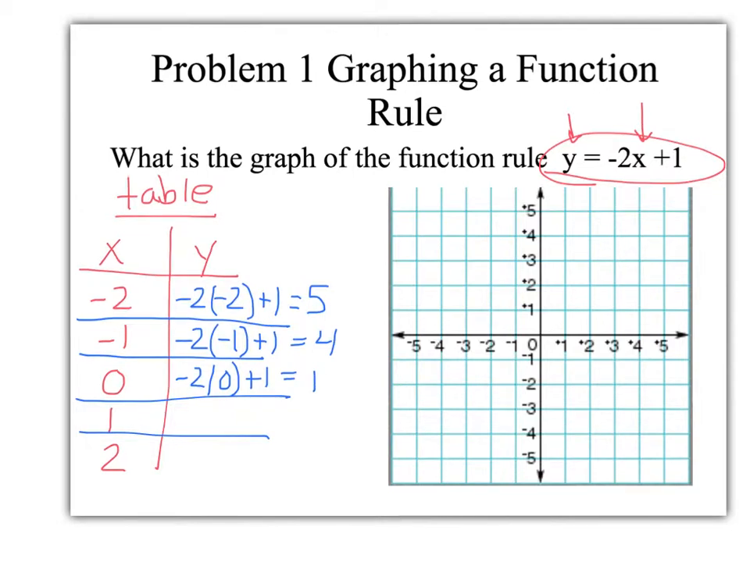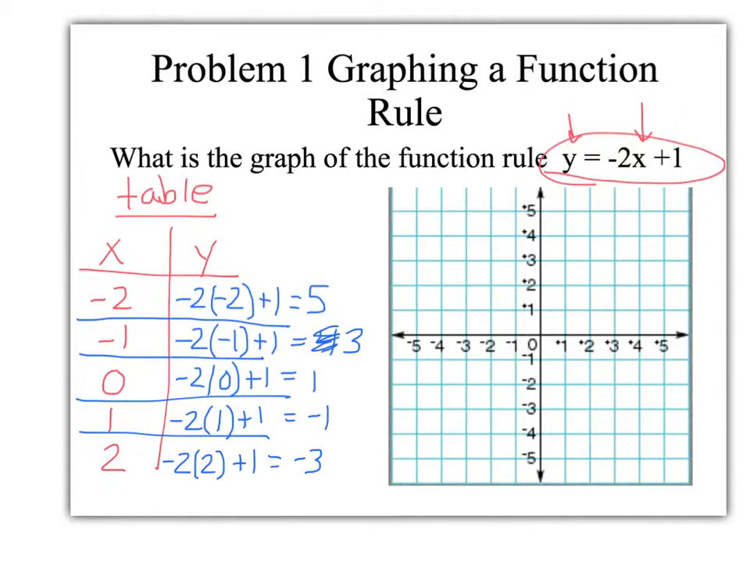I'm sorry, I messed up that last one. Negative 2 times negative 1 is 2 plus 1, that would be 3. Okay, yeah, now we're good. Okay, negative 2 times positive 1 plus 1. So negative 2 times 1 is negative 2 plus 1 would be negative 1. And then negative 2 times positive 2 plus 1, that's going to be negative 4 plus 1, which would be negative 3. Okay, so that's how you get the y values.